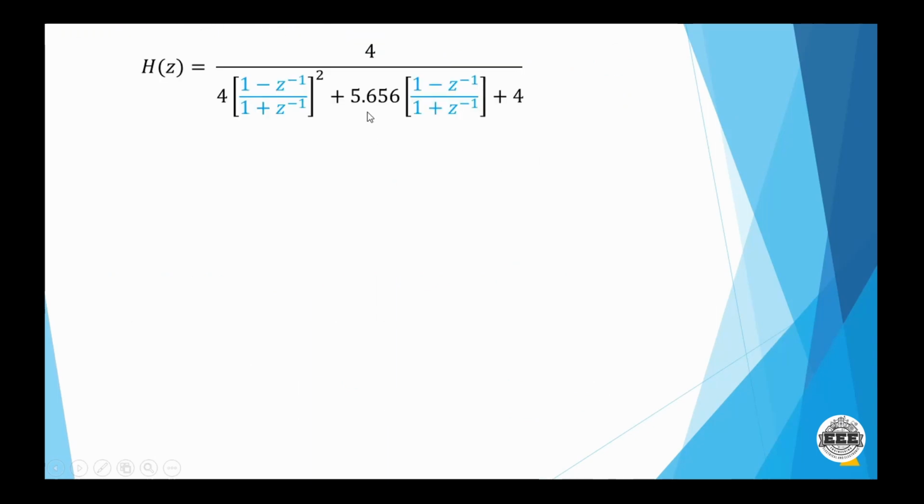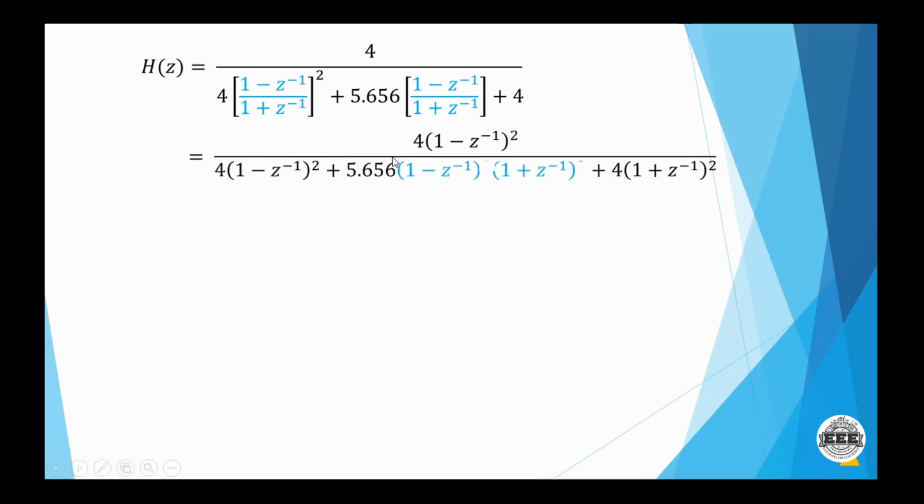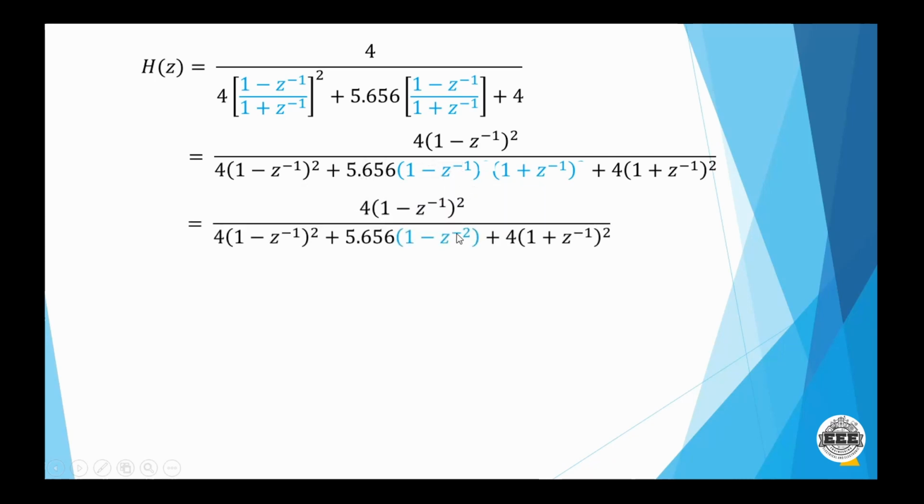I get 4 divided by 4 times 1 minus Z inverse square divided by 1 plus Z inverse square, plus 5.656 instead of S, plus 4. Further, I expand this expression by taking the LCM. We get 1 plus Z inverse square taken into the numerator. Instead of this formula, A minus B square plus A plus B square, I can write it in the form of A square minus B square.